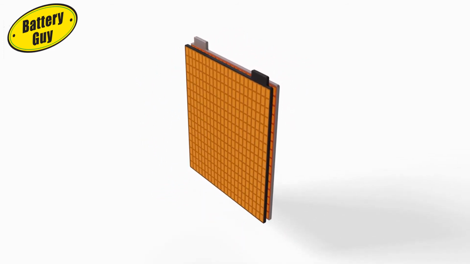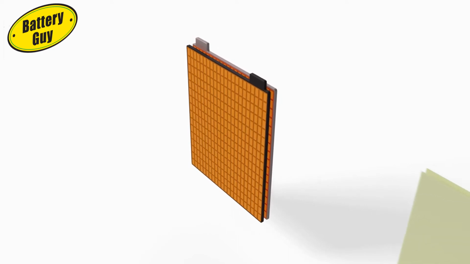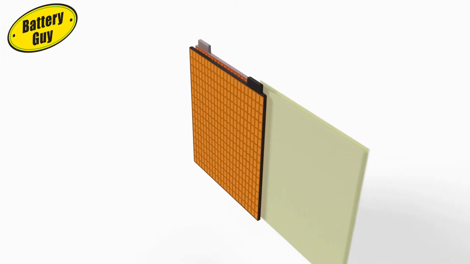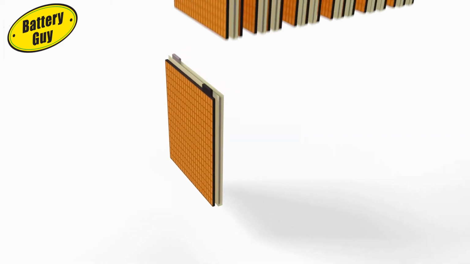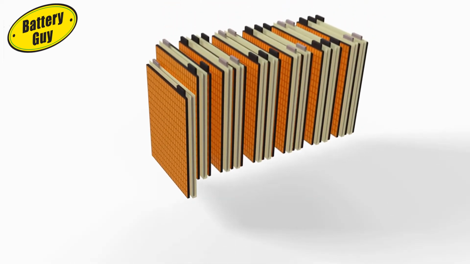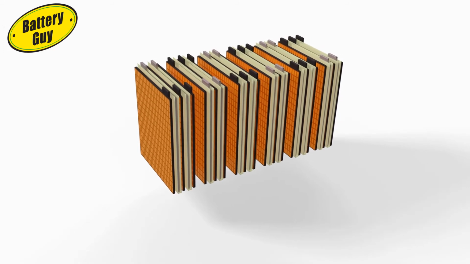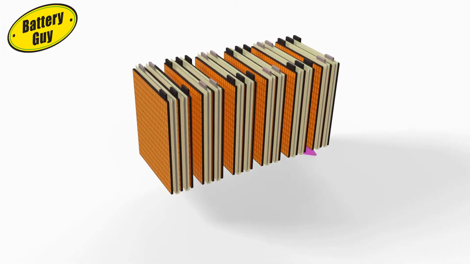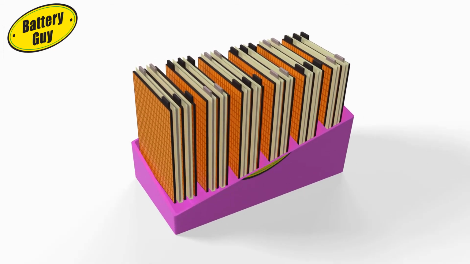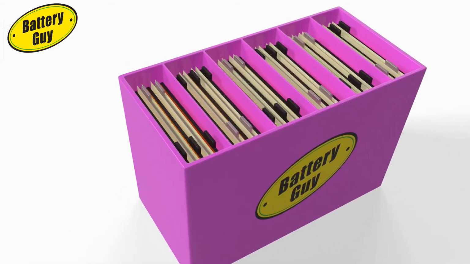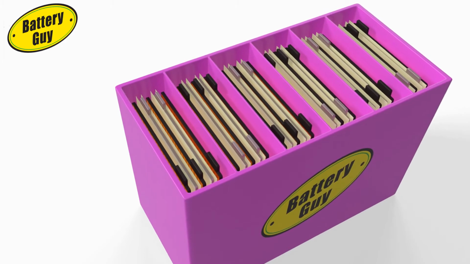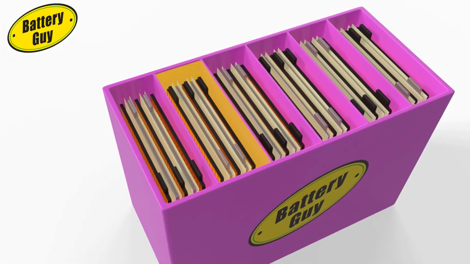The plates cannot physically touch each other or they will short out the battery, so a separator is placed in between each. Large numbers of cells are needed to provide any kind of meaningful power. The plates and separators are slotted into a plastic casing in clusters. Each cluster is a cell. In this example, the battery has 6 cells.